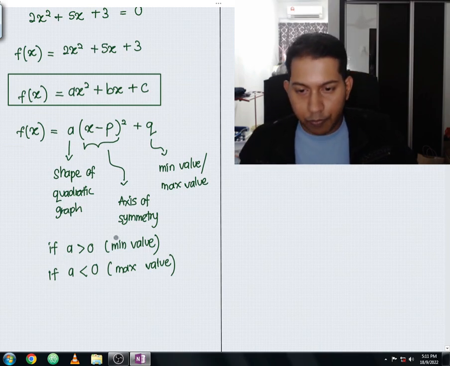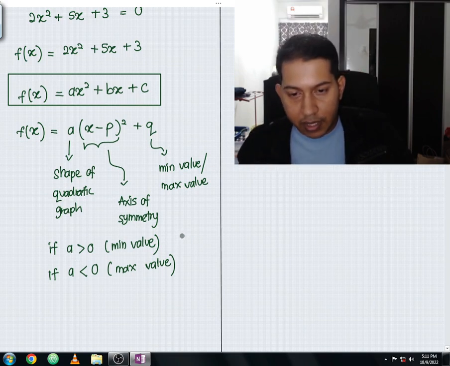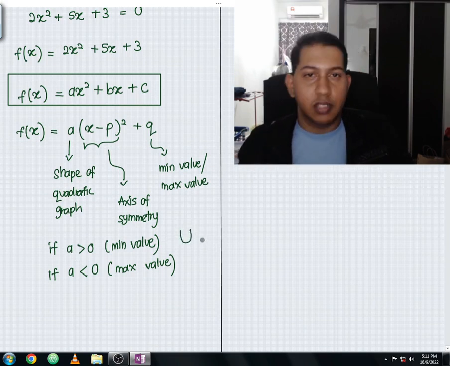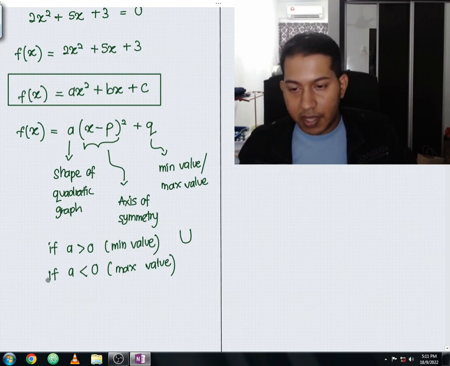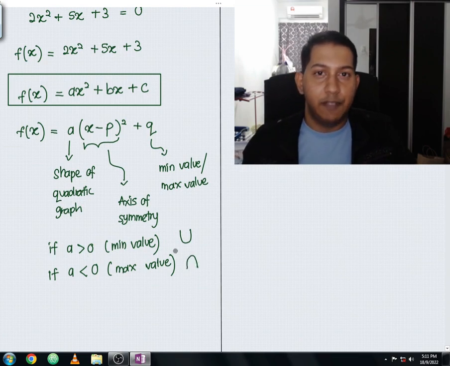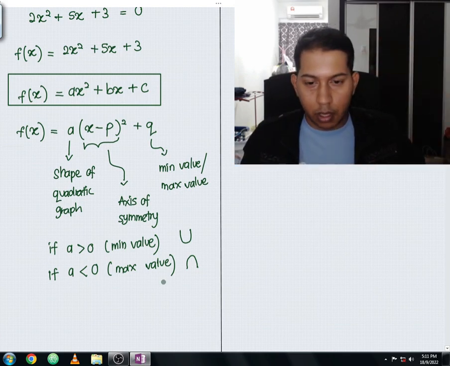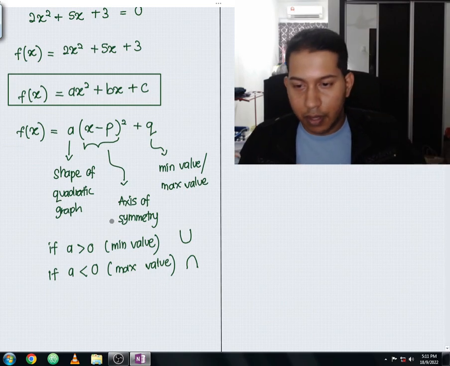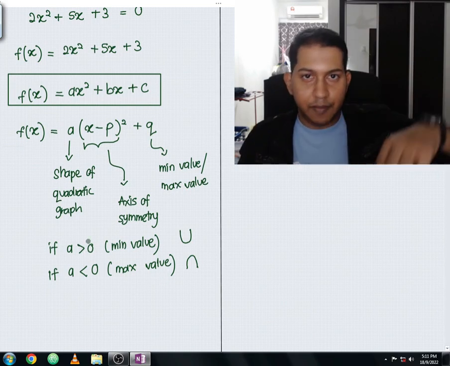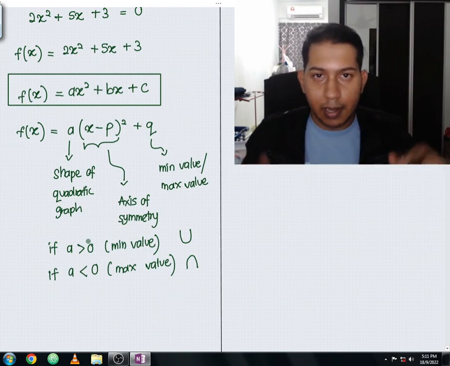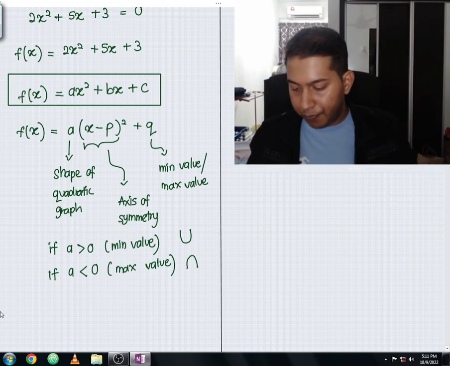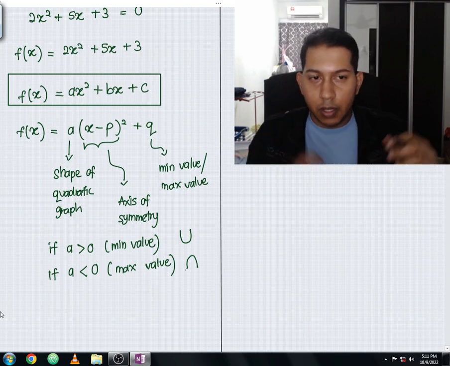At the same time, if your coefficient A is more than 0, you will have this type of shape, the smiling shape, whereas if A is less than 0, you will have this sad shape, sad face. A more than 0, happy face. A less than 0, sad face. If A is more than 0, smiling face kind of quadratic graph. Is that clear? So this is the quick summary of the function.